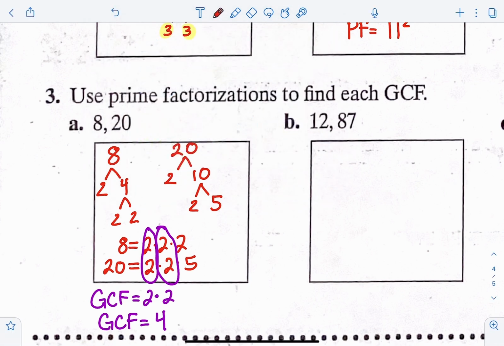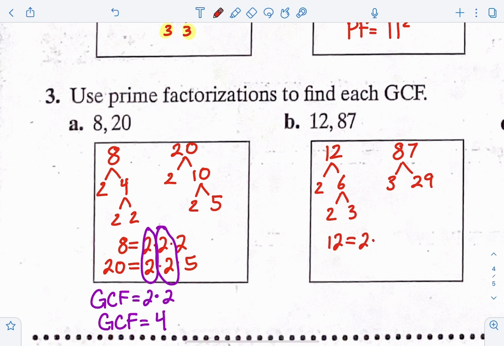All right, hopefully what you have for B, make a tree for 12. You have 2 and 6. 6 is 2 and 3. For 87, you should have 3 and 29. 29 is a prime number, so that's where you stop. So you should have 12 equals 2 times 2 times 3. And 87 equals 3 times 29.